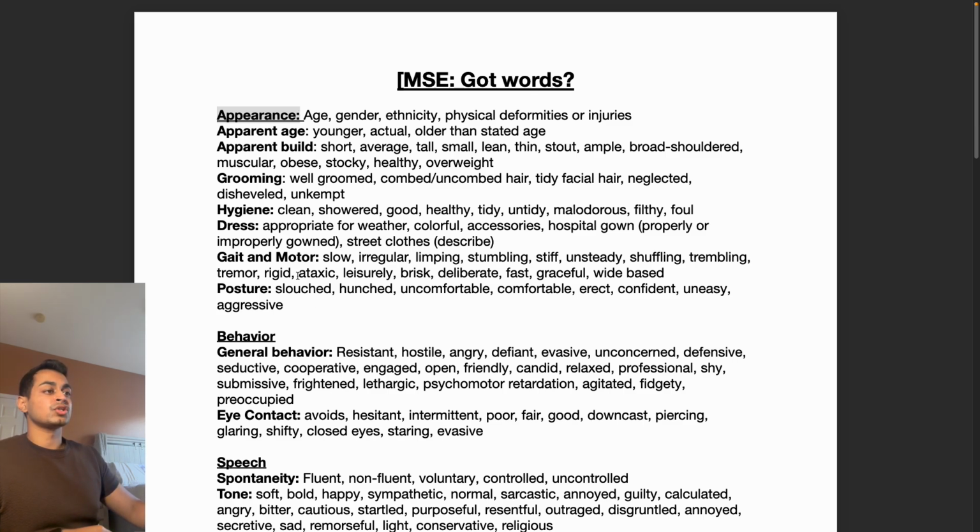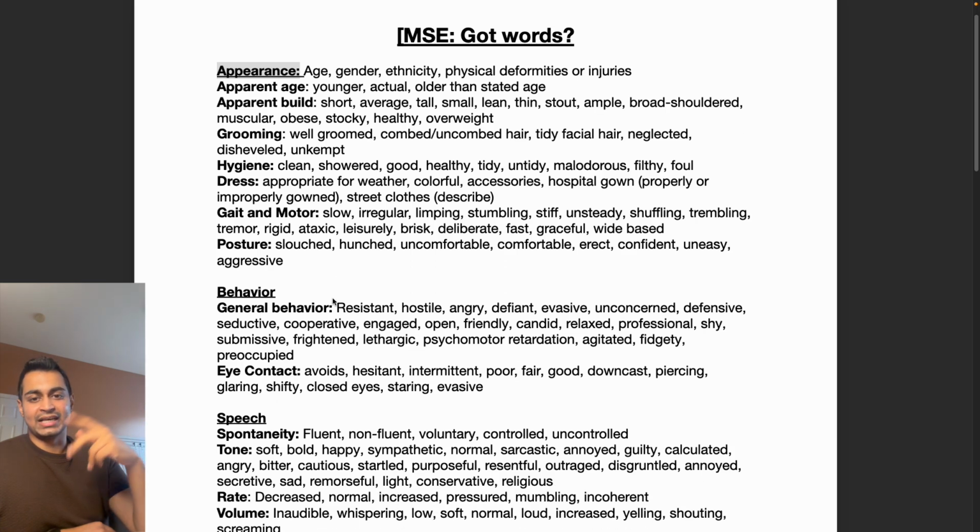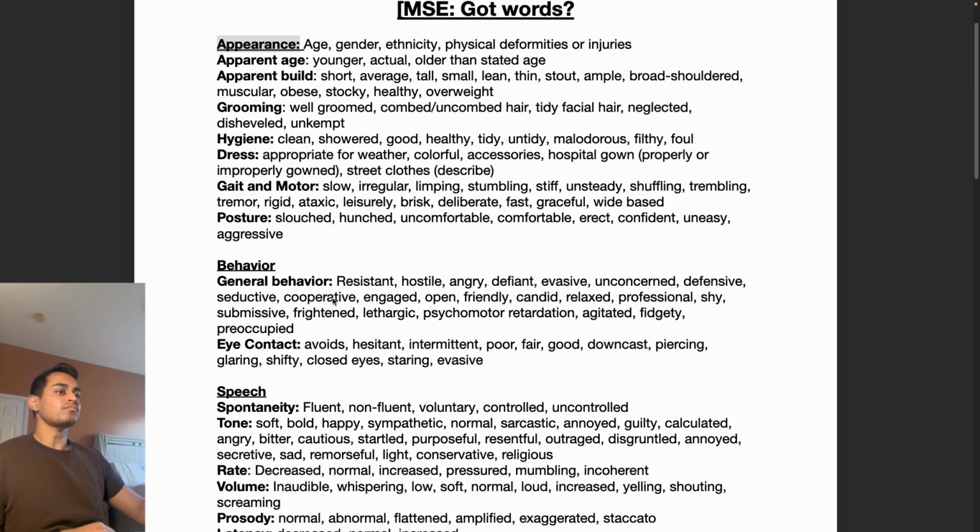And then we can also make sure to look at their gait and motor and posture as well. I'm not going to go through everything too much because some of this is pretty standard just when describing someone. I really want to go through why we're talking about what we're talking about, and hopefully this video will be shorter than the nearly hour-long one we had last time.